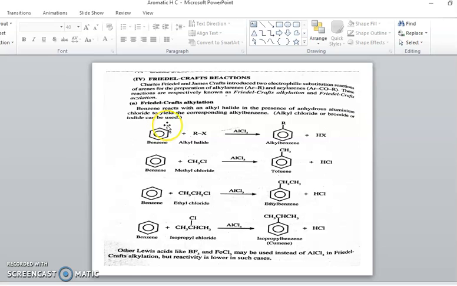And how is it possible? The benzene ring is treated with an alkyl halide RX in the presence of anhydrous AlCl3, which is a Lewis acid, so that you will get alkyl benzene. For example, benzene is treated with methyl chloride in the presence of anhydrous AlCl3 to get methyl benzene, commonly called toluene. Like that, benzene is treated with ethyl chloride in the presence of anhydrous AlCl3 to form ethyl benzene. These are certain examples for Friedel-Crafts alkylation reactions.